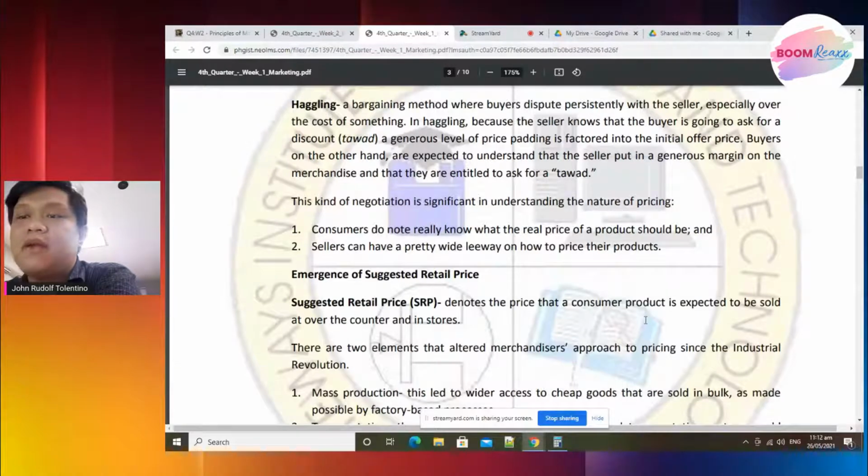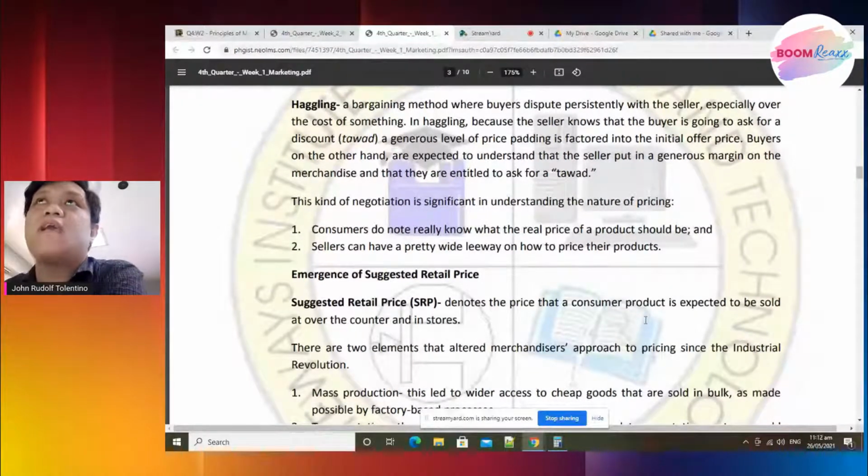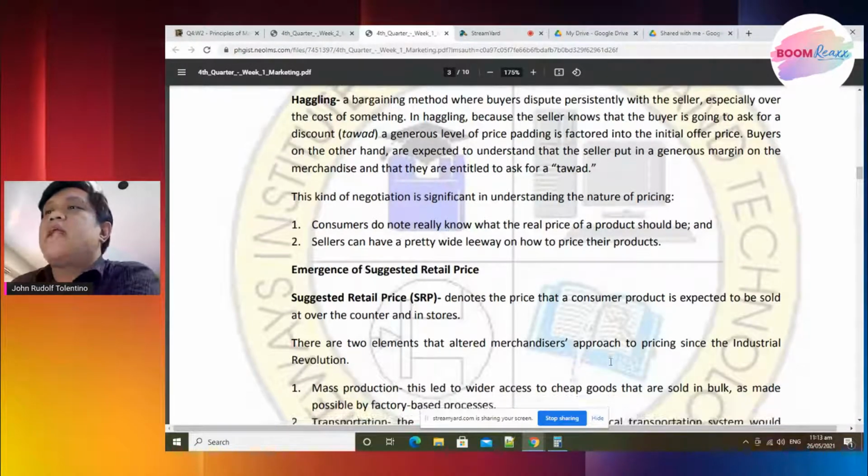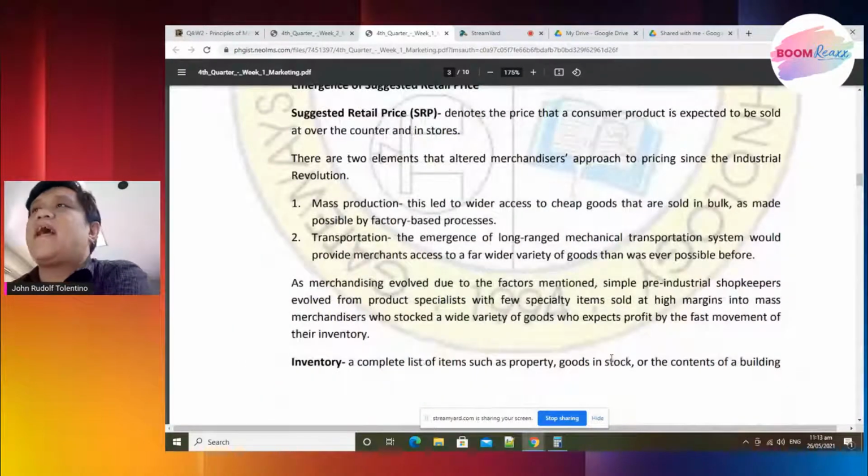Di ba? Ganun lang naman sa marketing strategy. Uy, doon tayo bumili kasi mura doon. Uy, doon tayo bumili kasi nagbibigay ng discount yung may-ari. Uy, doon tayo bumili kasi kilala ko yung may-ari, mabait yung may-ari, ganyan. So, it's a part of marketing. Di ba? Na nagiging magandang negotiation things. Mga ganun bagay.